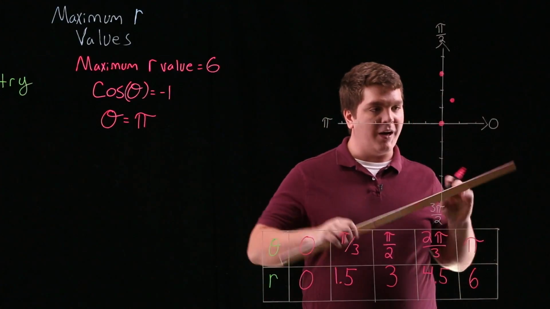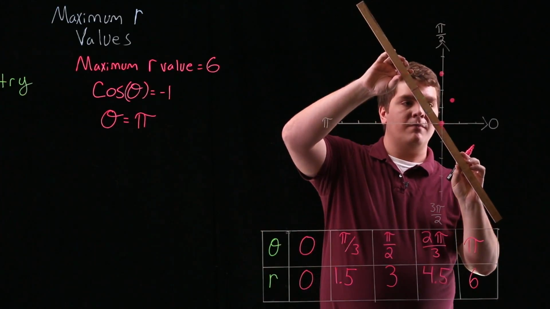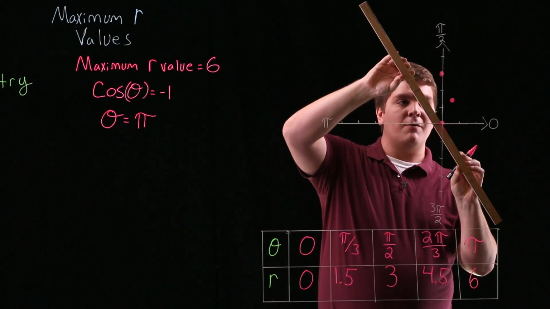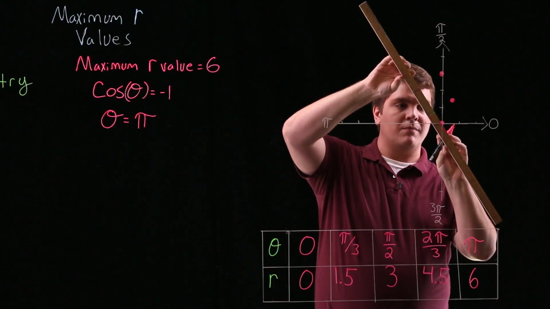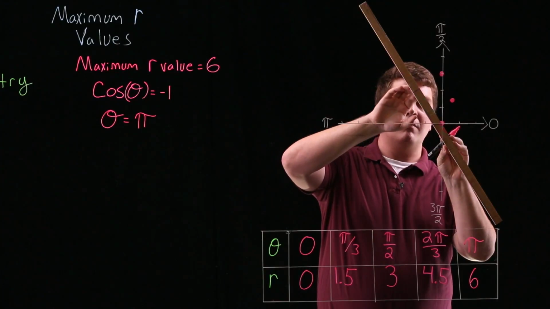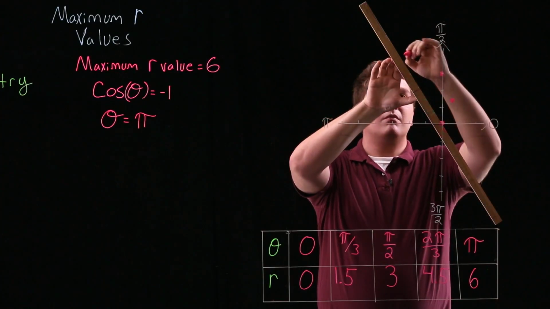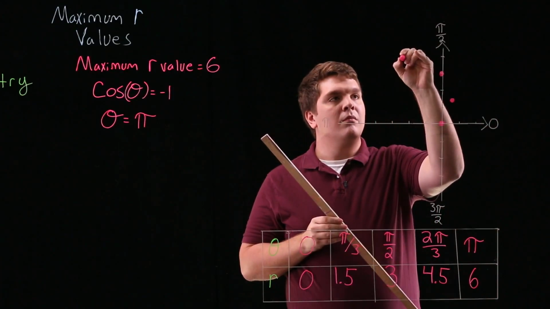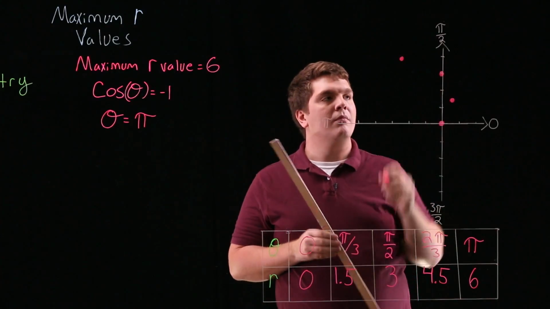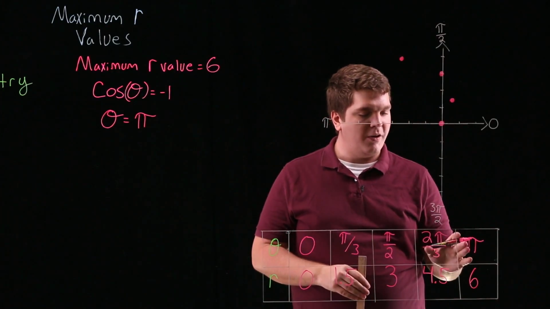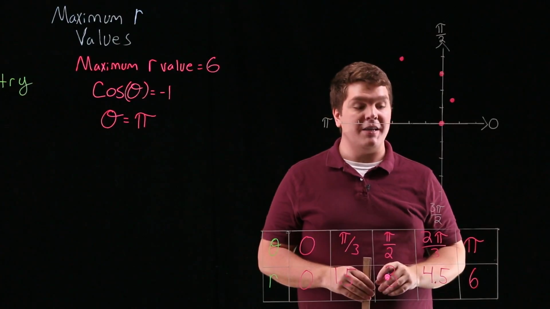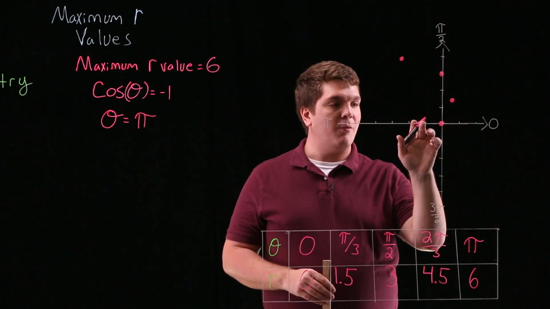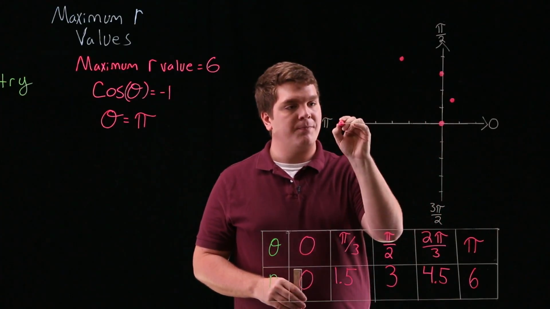So we'll form an angle of 2 pi divided by 3, and we'll want to imagine coming out 4.5 units. Next, we know that at theta equals pi, our r is equal to 6. So when we come over pi radians, we're going to be at 1, 2, 3, 4, 5, 6.